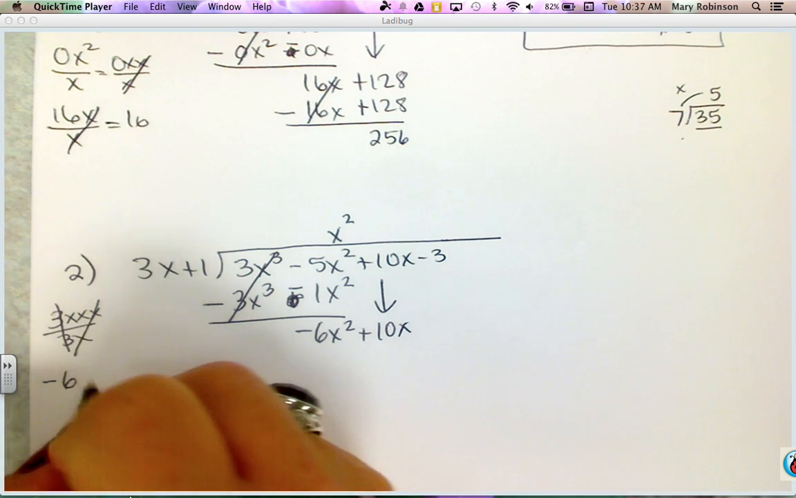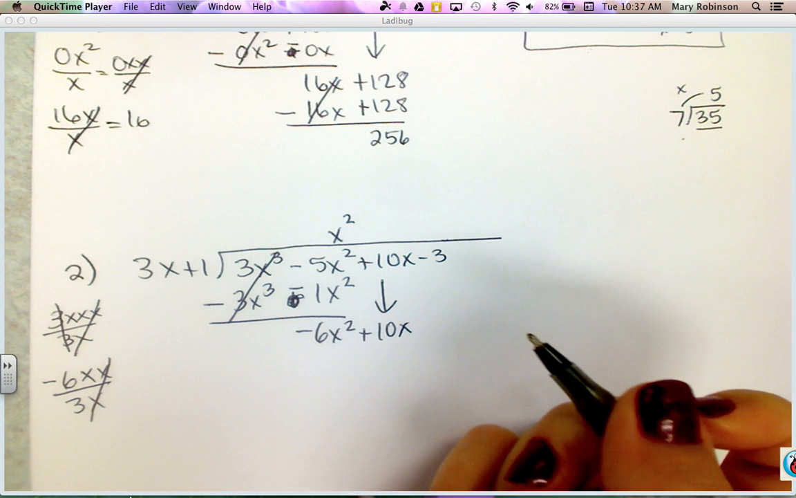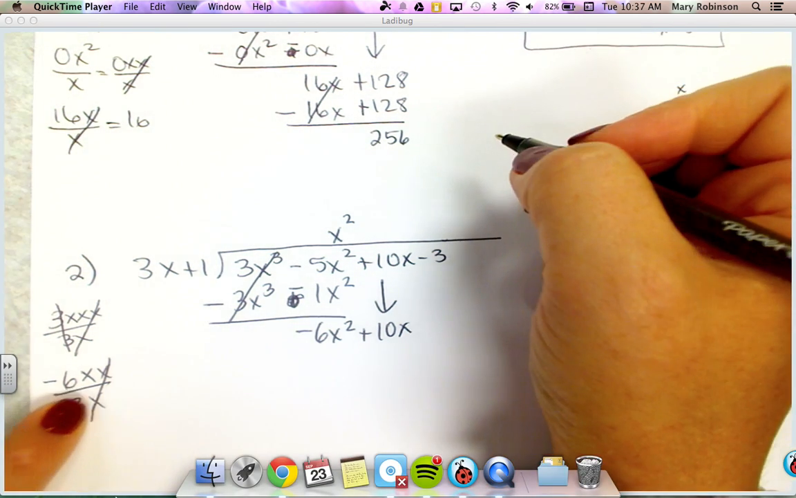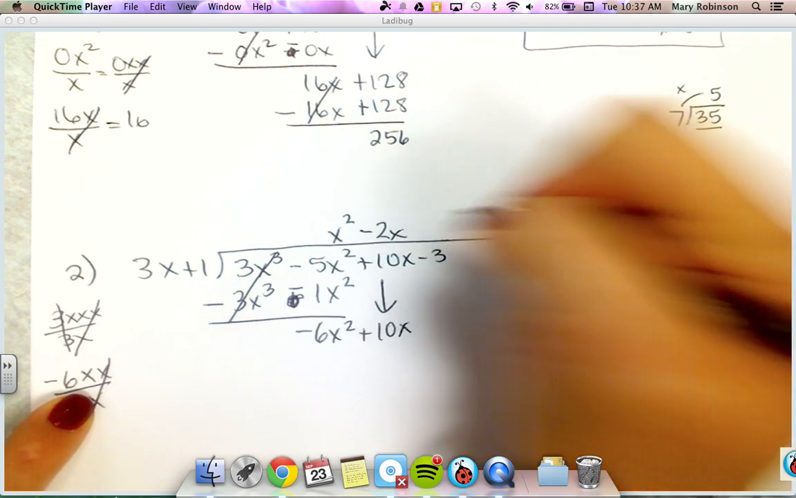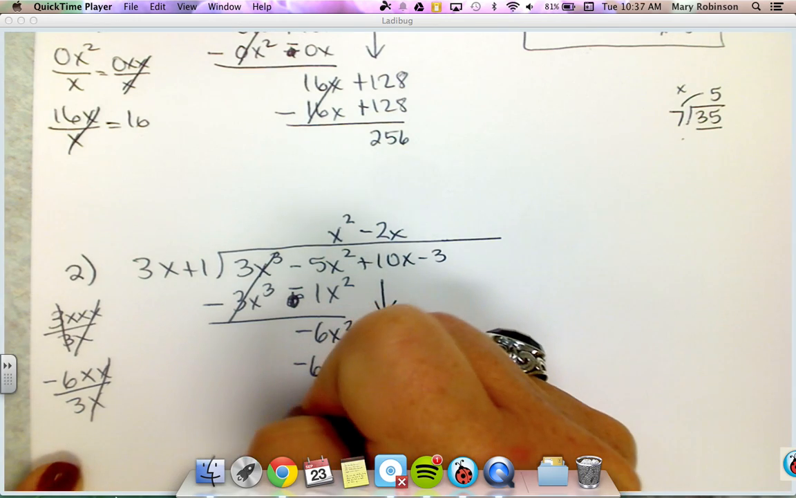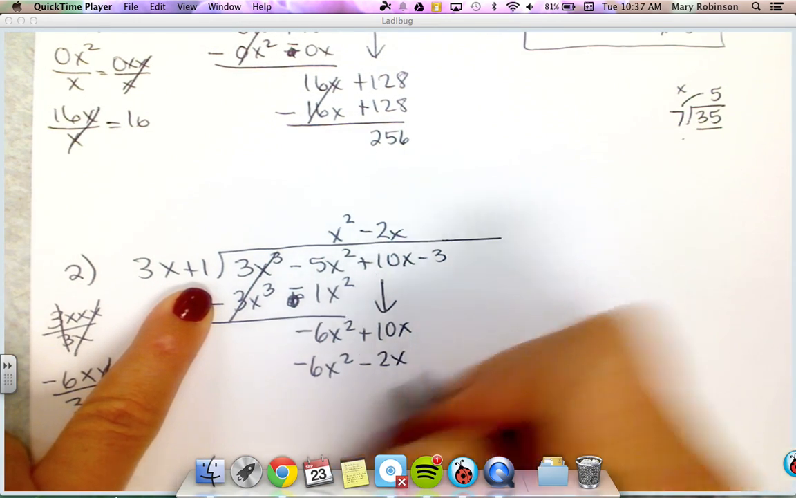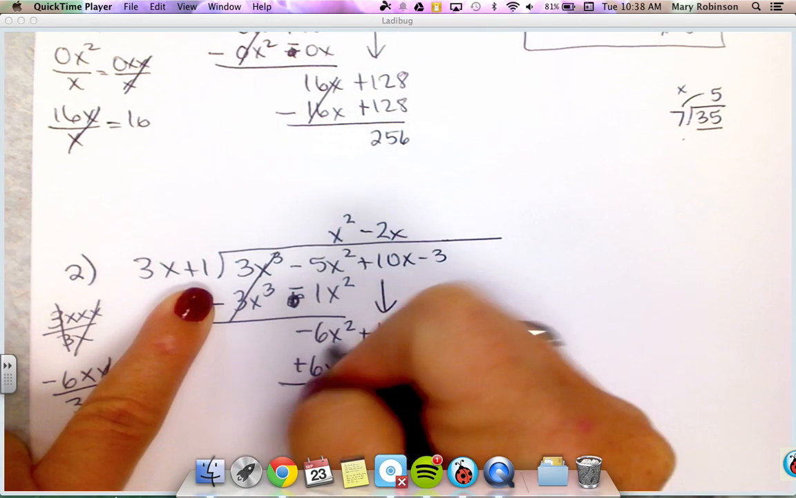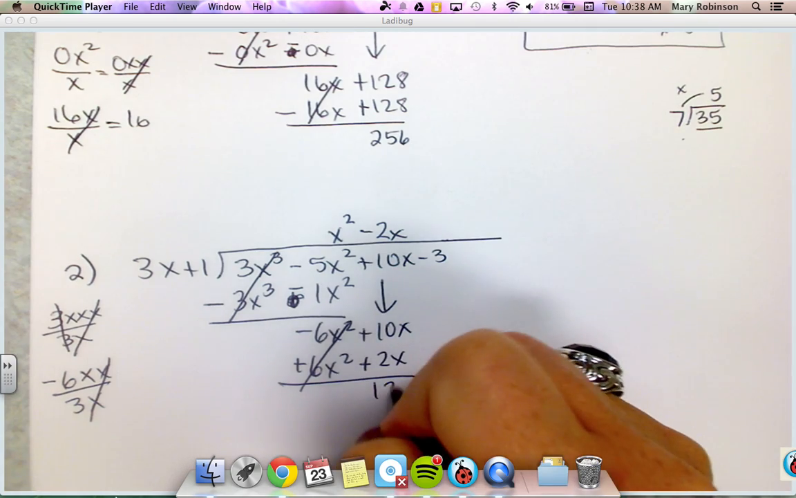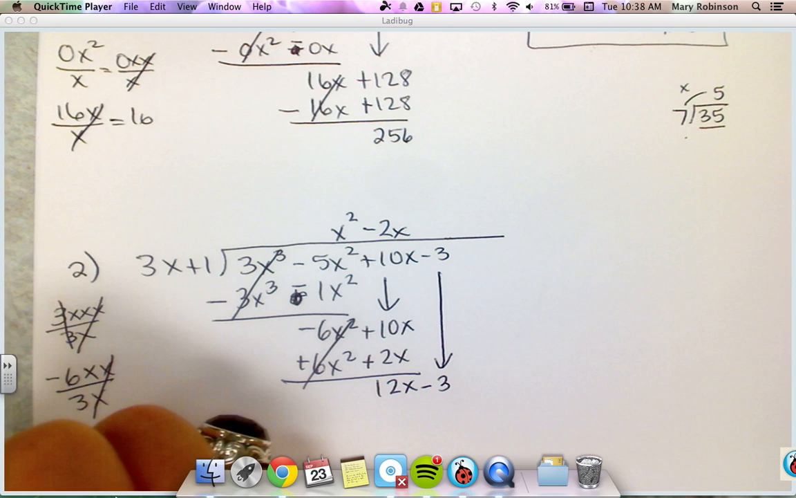So we have negative 6x divided by 3x, where the x's cancel, and negative 6 divided by 3 is negative 2x here. So now distribute. Negative 2x times 3x is negative 6x squared. Negative 2 times 1 is negative 2x. Draw your line, switch your signs. 10x and 2x make 12x. And then we're going to bring down our constant term and divide again.